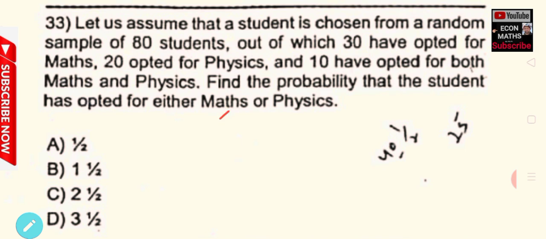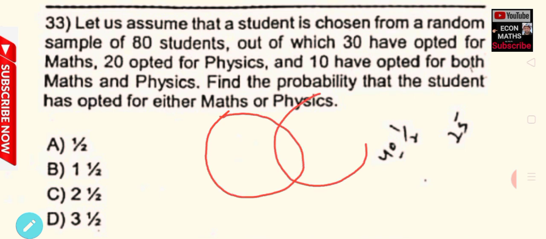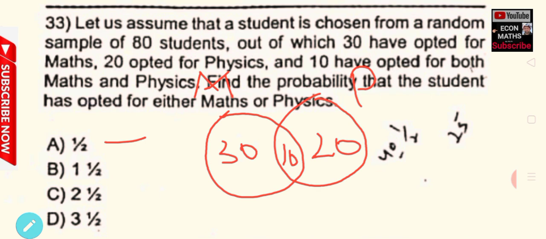In the Venn diagram, it would look like this. If this is math, this is physics. Now 30 had opted for math, so this is 30. 20 for physics. Actually, we don't need this very figure. And 10 have opted for both. We are told to find the probability that a student has opted for either maths or physics. Now we check the options. Here is 1 by 2, this is 1.5, this is 2.5, and this is 3.5.